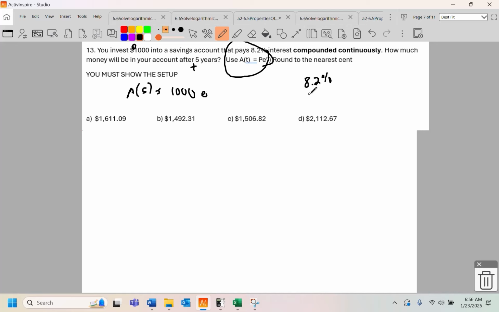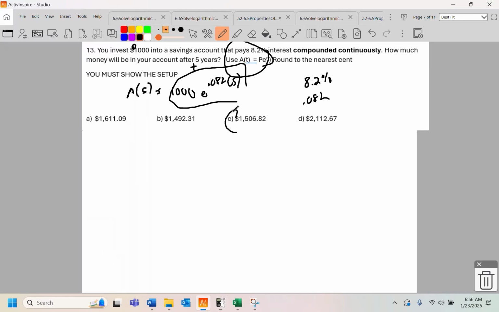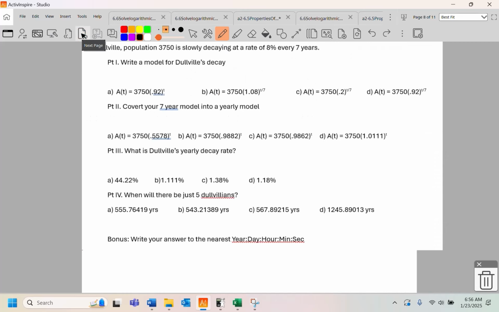I've noticed a couple of kids still can't do this. 0.082, because it's rt, and then 5 years times 5. And we just take that magical thing right there, and we go to our calculator, and we push some buttons. And that's what we get. 1506.82. See? So easy. So easy a caveman could do it.